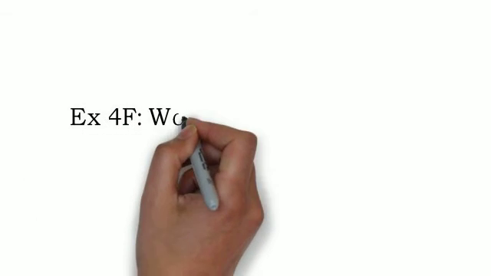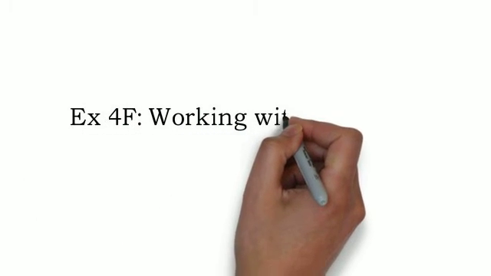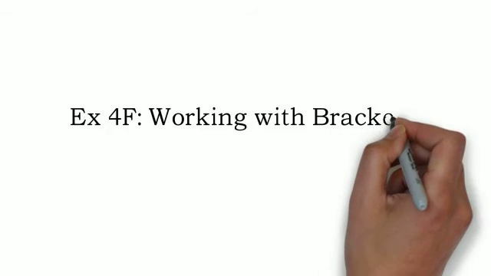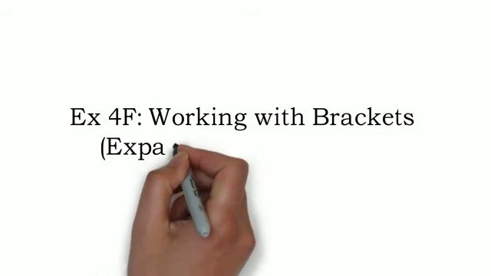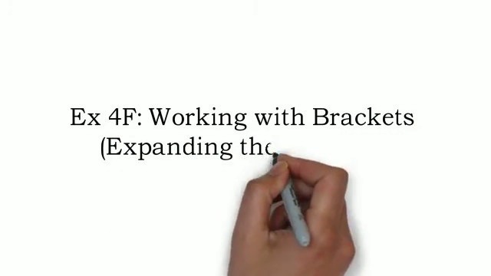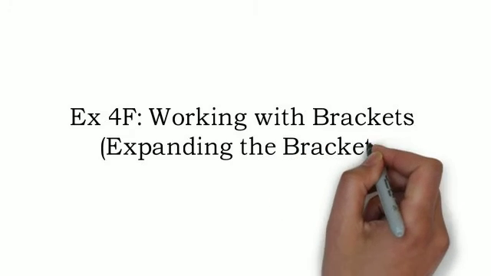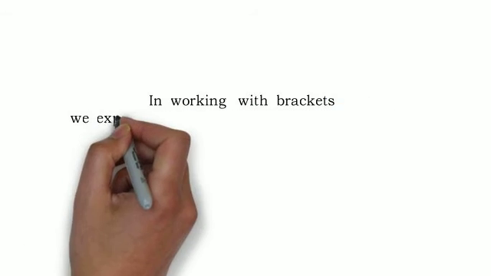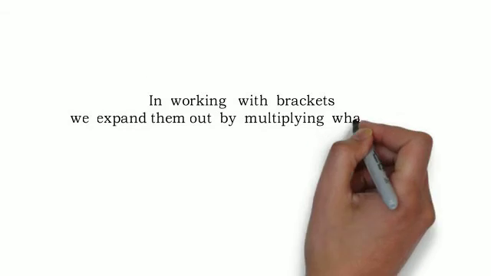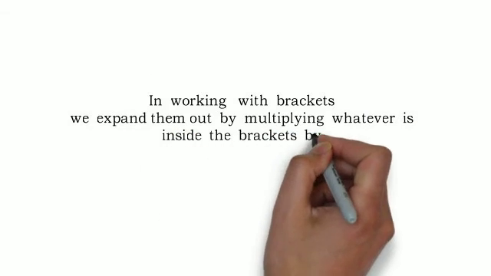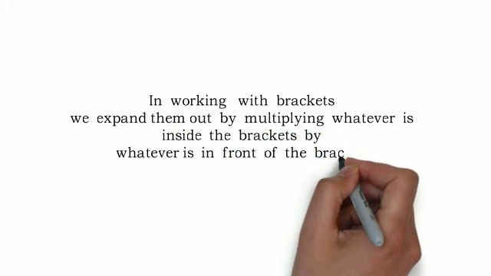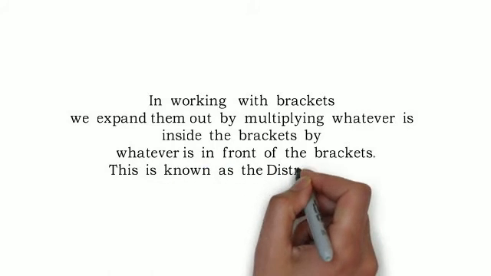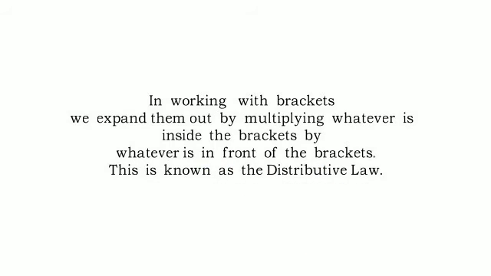In exercise 4F, we move on and deal with working with brackets, which means expanding them. In other words, to multiply whatever is inside that bracket by whatever is outside the bracket. This could be another bracket also. Then what it means is we expand them out, multiply whatever is inside by whatever is outside. We call this the distributive law, where you distribute what is outside the bracket across all terms inside it.